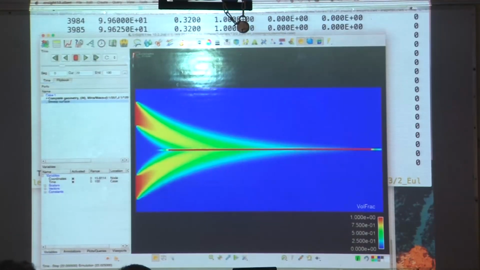All right, so that's my volume fraction. Does that correspond to what you expected?